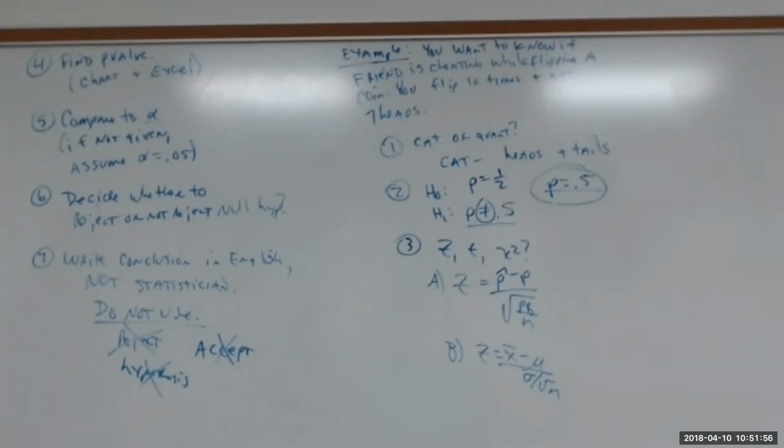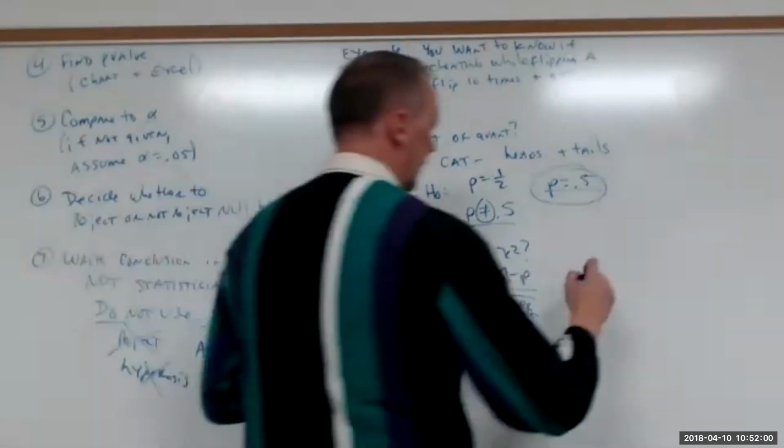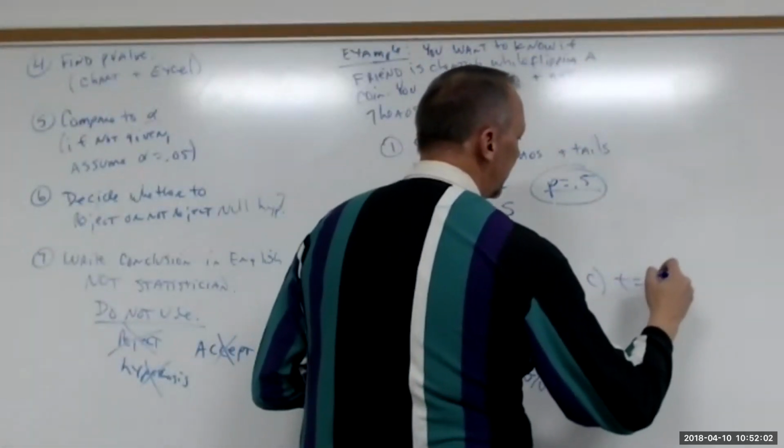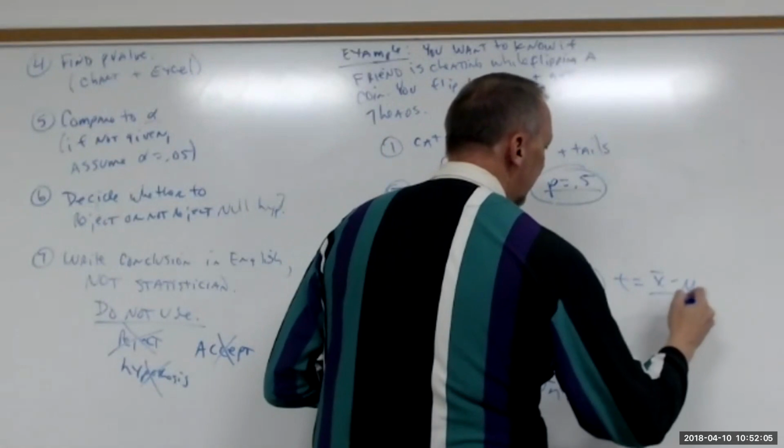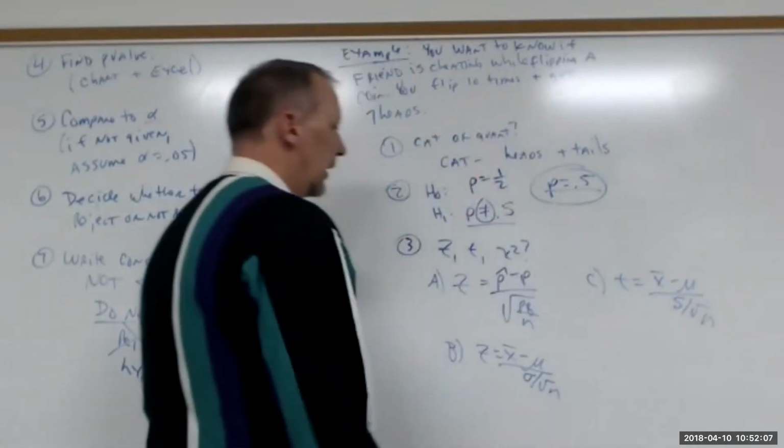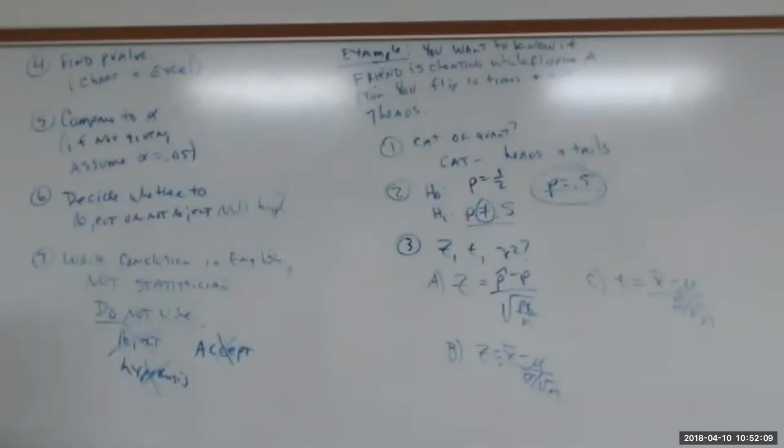I could expand on the T. Do you want me to do that? Here, I'm going to do this. Your t-test is going to be X bar minus mu over S over the square root of N. And I'll give you chi-squared later. We're not going to do that today.